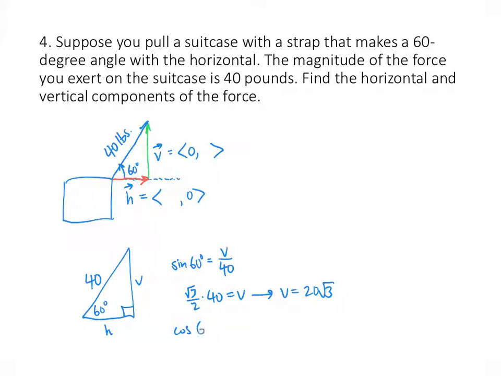Similarly, the cosine of 60 degrees is going to be h over 40. And not too hard to figure out that that's going to tell me that h is 20. So that means that I've figured out what numbers go in these brackets. Since the length of h is 20, h must be 20, 0. And since the length of v is 20 times the square root of 3, that vector is 0, 20 times the square root of 3. So those are the components that I'm looking for, and we're done.